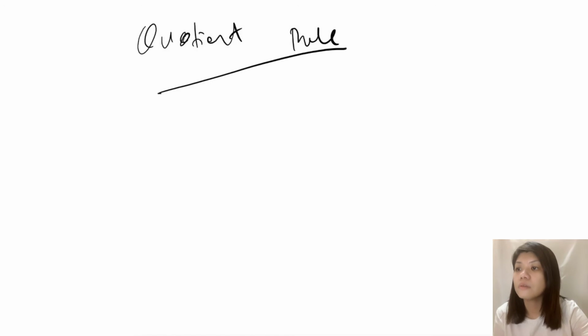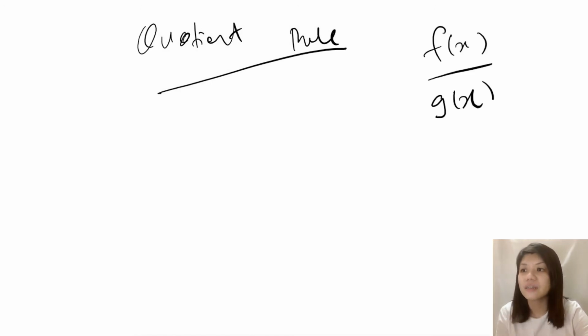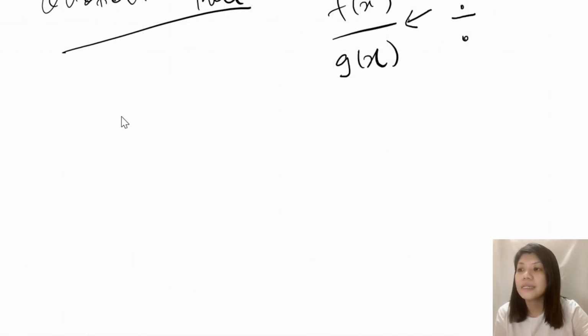Now let's talk about the quotient rule. So when do we use the quotient rule? When you see two functions dividing each other, then you use the quotient rule. What is the difference between the quotient rule and the product rule? Similar, but let's use back this example that we have, x squared plus 1 and 2x minus 1.